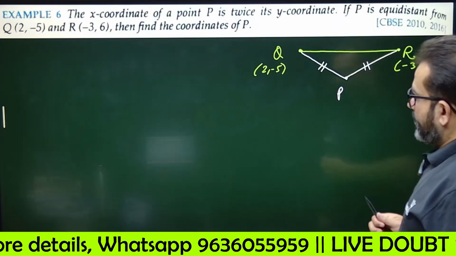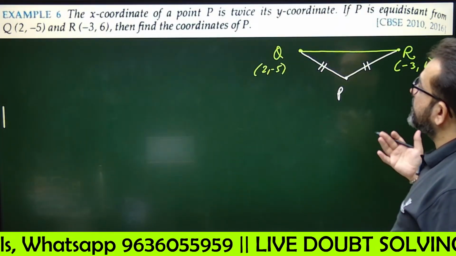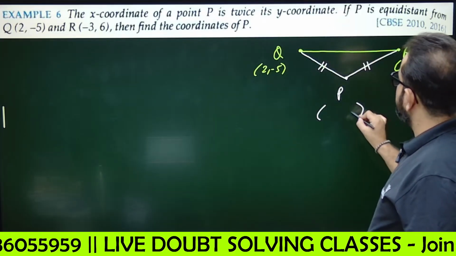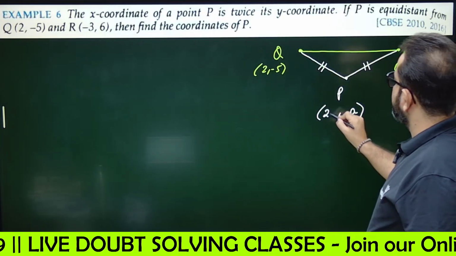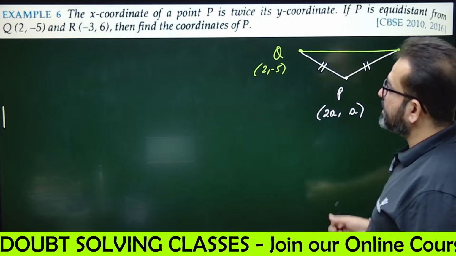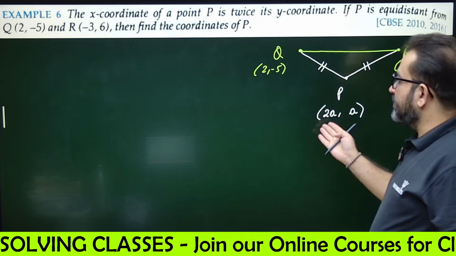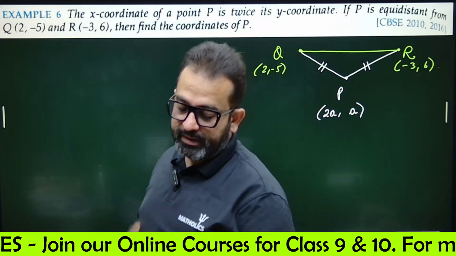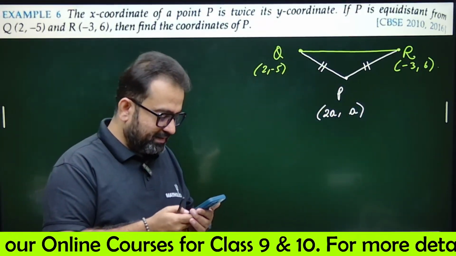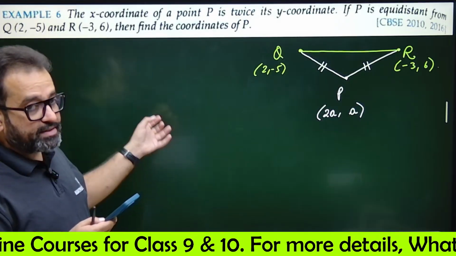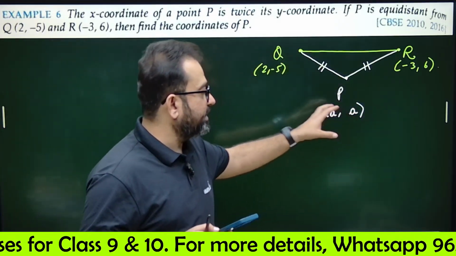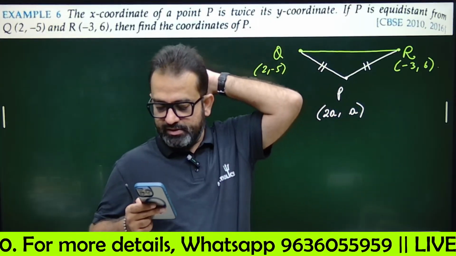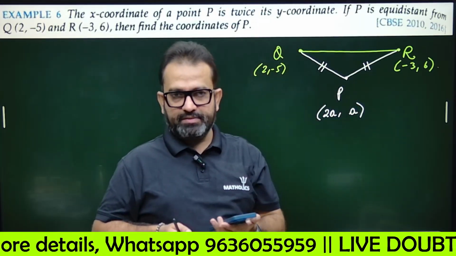Okay. X coordinate of a point P is twice its y coordinate. If y coordinate is A, then x coordinate will be 2A, because it is being said that x coordinate is twice of y coordinate. X is twice of y. So if it is A, it will be 2A. Yes or no? Sorted? Got the point? I think yes.